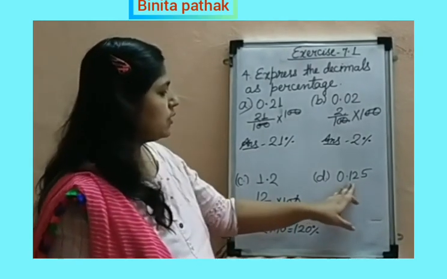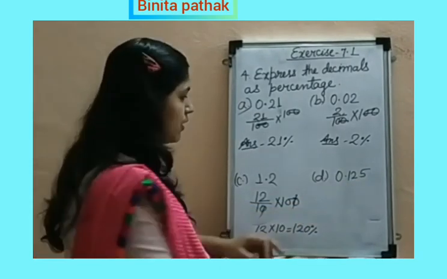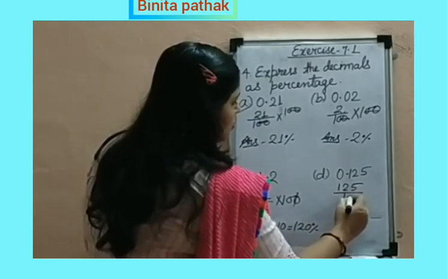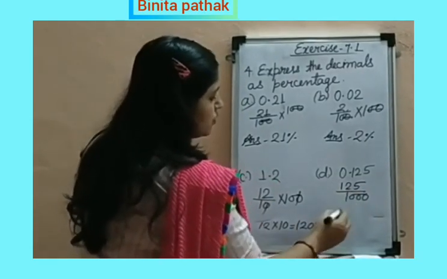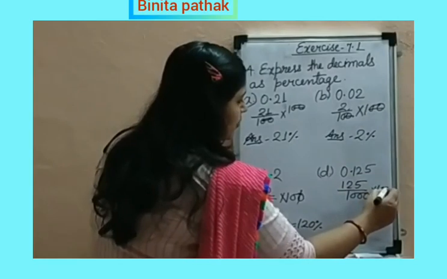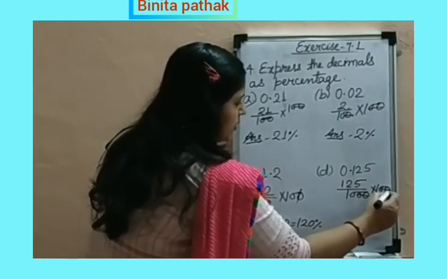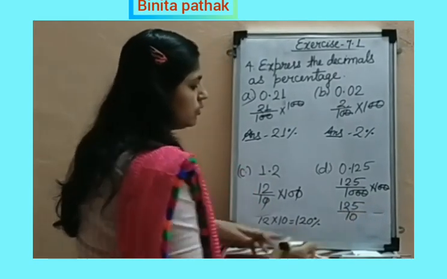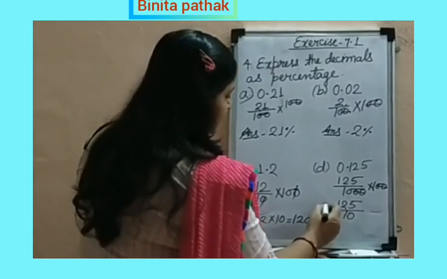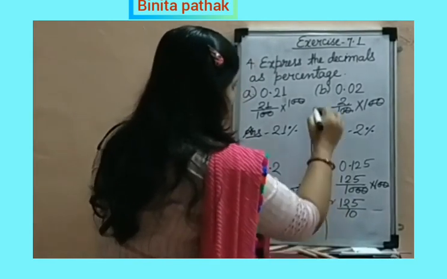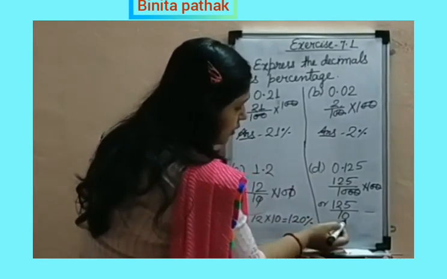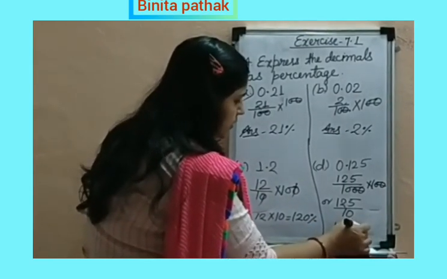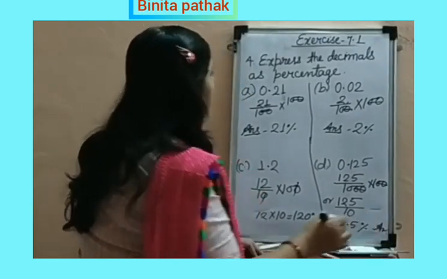Now D is 0.125. After removing the decimal, it will be 125 upon 1000. Now to convert it into percentage, multiply it by 100. Cancelling the zeros, we have here 125 upon 10. So because there is 1 zero, the answer will be 12.5%. Here we have completed the fourth question.